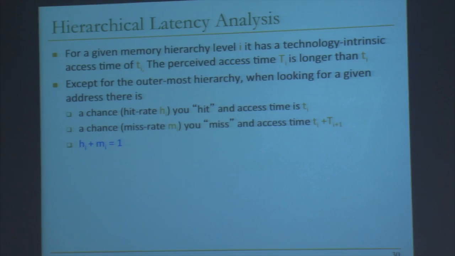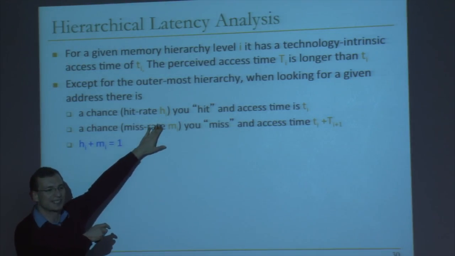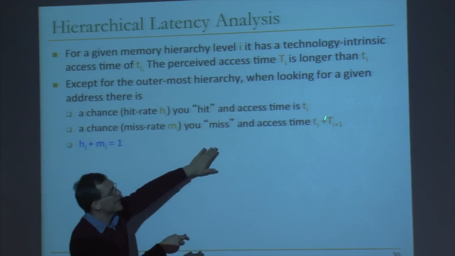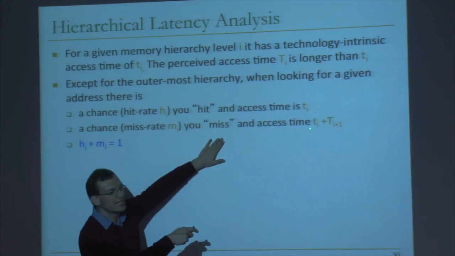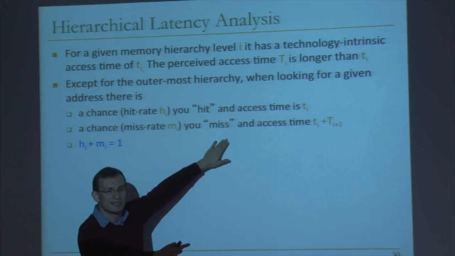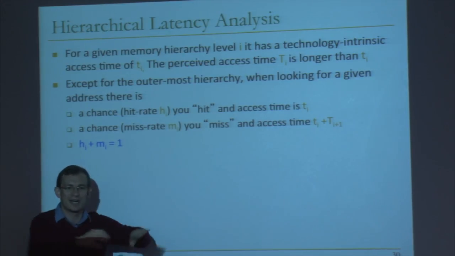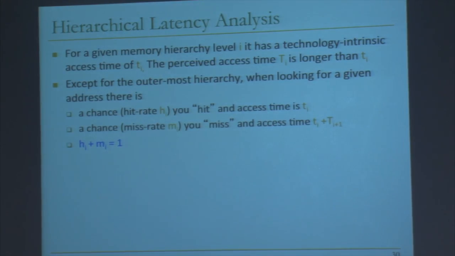So basically, except for the outermost hierarchy, which is main memory, when you're looking for a given address, there's a chance or probability that the access hits in the cache. And for a hit, the access time is ti. Let's say this probability, the hit rate, is hi. And there's a chance the access misses in the cache. Let's say the probability of that is the miss rate, mi. And the access time in that case is the access time to determine whether it's a cache hit or cache miss, which is the intrinsic latency that I mentioned earlier, 2 cycles, and the next level's access time, next level's Ti plus 1. Does that make sense? You'll basically do the hierarchical analysis for the next level 2.